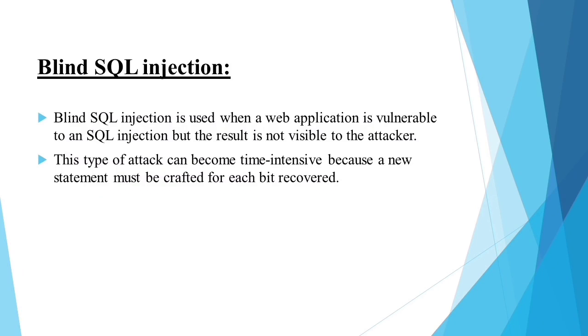Blind SQL injection is used when a web application is vulnerable to SQL injection, but the result is not visible to the attacker. This means that when an attacker exploits a SQL injection, sometimes the web application displays an error message from the database complaining that the SQL query syntax is incorrect. At this time, the attacker makes use of blind SQL injection.